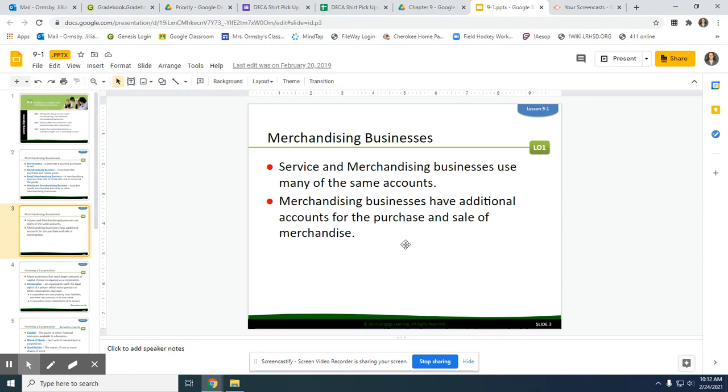Now, service and merchandising businesses use many of the same accounts. However, merchandising businesses have additional accounts for the purchase and sale of merchandise, which we haven't talked about up until this point. So, we're going to learn how to incorporate them into our accounting.